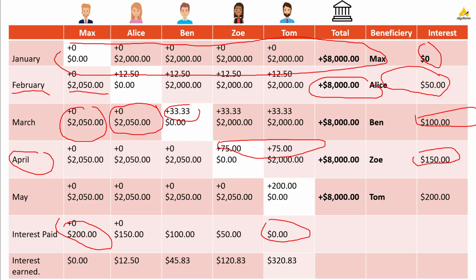This is just an example. You could create your own way of doing it. Maybe you could make everybody pay interest. I don't know how you would do it, but this is just an example to illustrate how this would work.